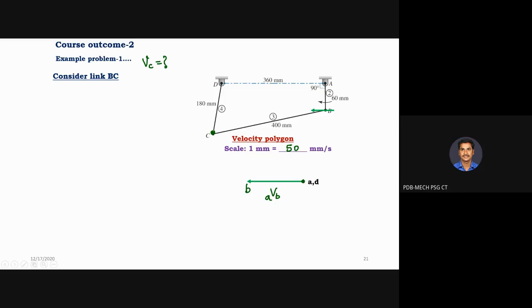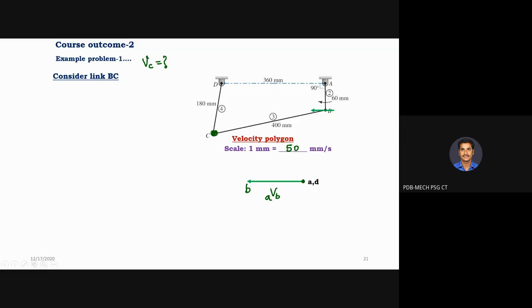Why did we start with velocity of B? Why can't we start with D? I'm sorry, why can't we start with C? Sir, we know only omega 2. Omega 2 is known, so it is possible to find the velocity of B only. Only after that can we find C. We cannot go to C straight away, because we don't know the angular velocity of link 3 and link 4. Both are unknown, so it is not possible to find the velocity of C at the initial stage itself. That's why we started with the velocity of point B, because your omega 2 is known in the problem itself. Okay, now we need to find out the velocity of C.